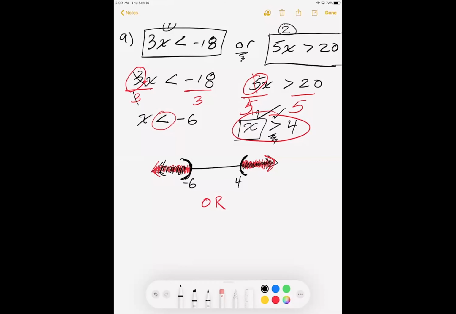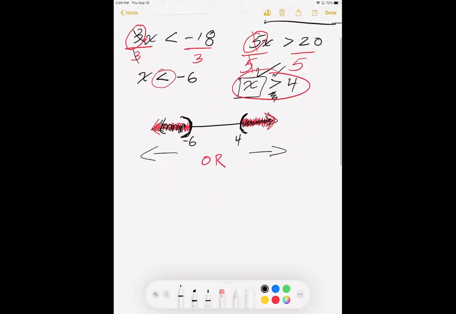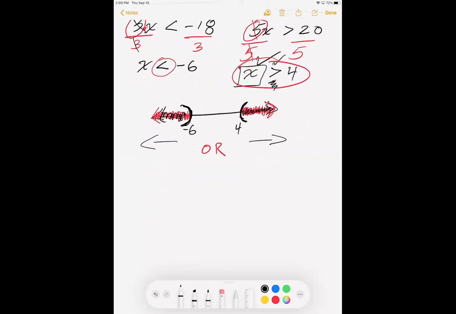So that is how you graph the OR, and most of the time, ladies and gentlemen, 99% of the time, your OR graph will look like that. You will have something go to the left and something go to the right. And now, how do you write this in interval notation? Because on your homework, they will ask you to write in interval notation.